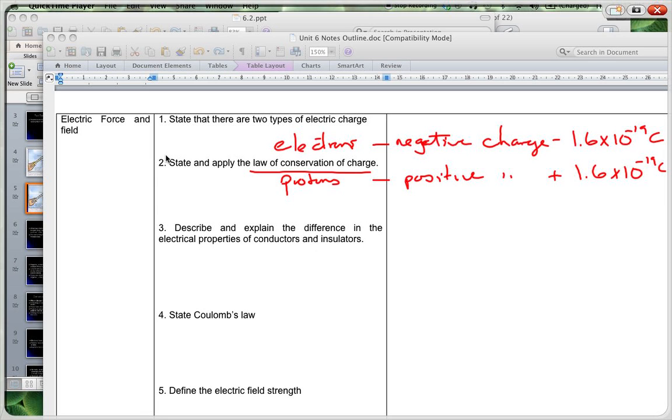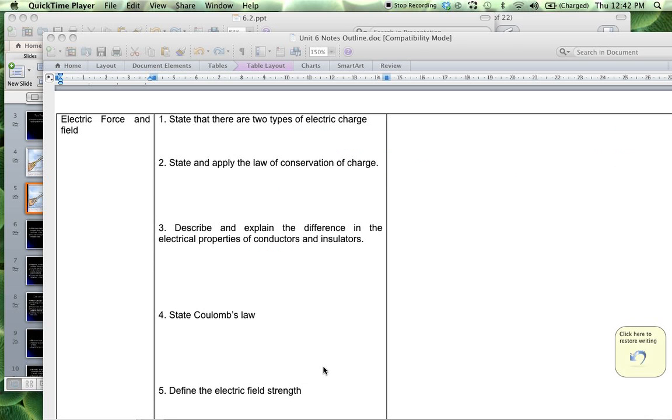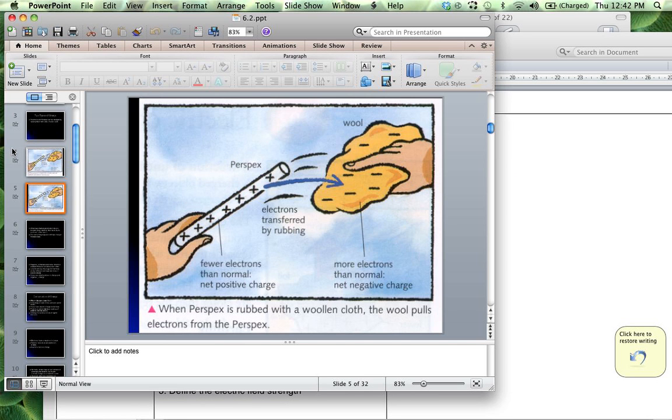Describe and explain different electrical properties of conductors and insulators. Basically, a conductor allows the flow of charge, the flow of electrons, whereas insulators don't. Now, there's quite a lot of information in the PowerPoint. I'm not going to go through all of this. This is some reading that you can go through.